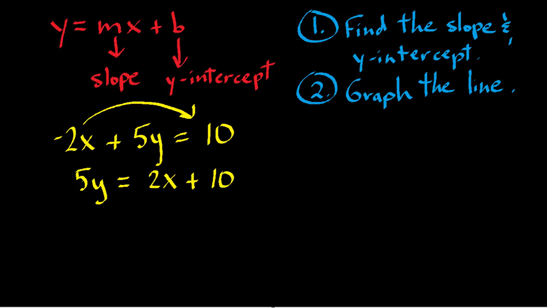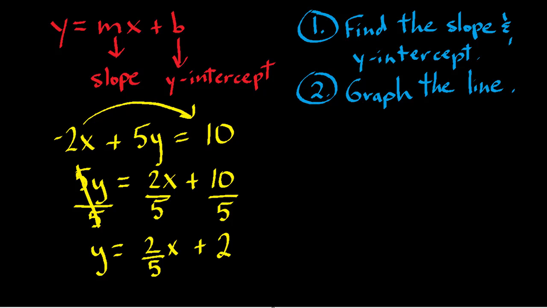Next, we need to get rid of this 5 in front of y. So we have to divide every term by 5. So this will simplify, so the 5's will cancel. It'll simplify to y equals 2/5 x plus 2. So our slope is 2/5. That's our m, and our y-intercept, our b, is 2.